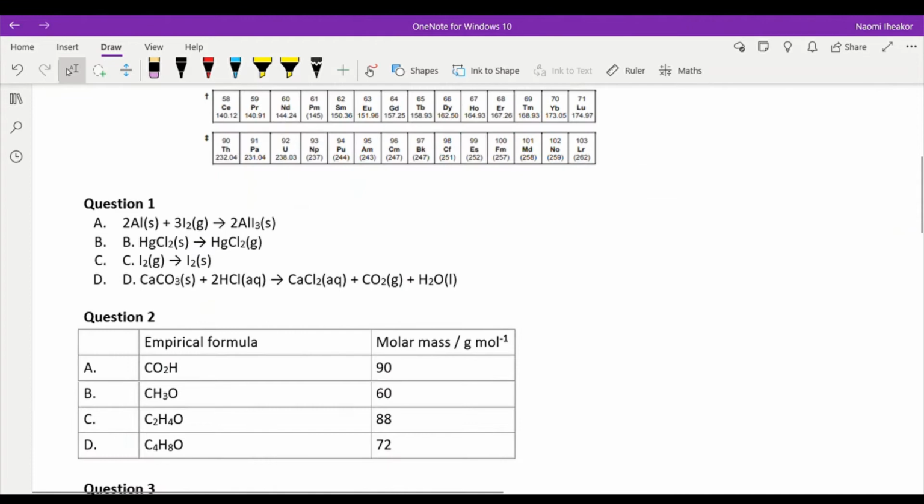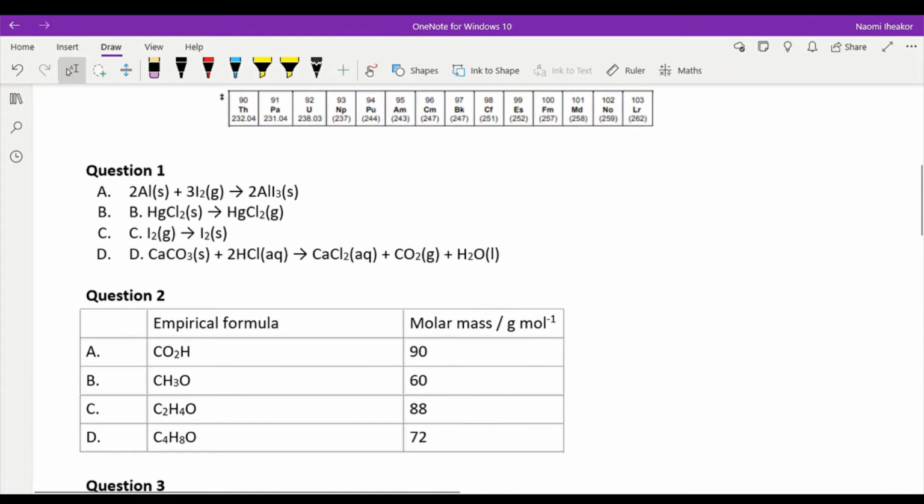Question 1 was, which equation represents sublimation? So sublimation is not a chemical process, it's a physical process, so a change in state. Because it's not a chemical process, we shouldn't be making or breaking new things. So anything where we see new substances being made, bonds being broken, we're going to rule those out. So we can rule out A and we can rule out D.